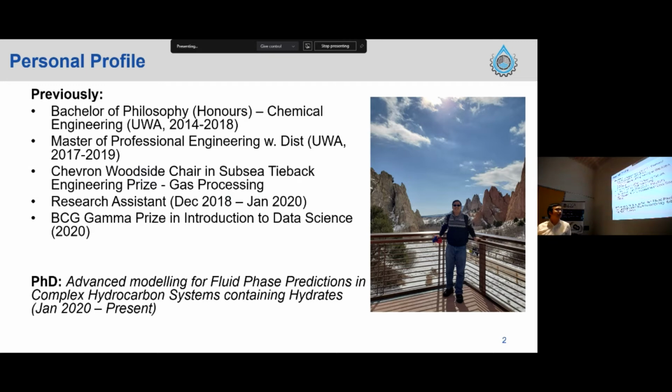Just very briefly about myself. I did my undergraduate and master's in chemical engineering at UWA, and right now I'm towards the tail end of my second year of my PhD, where I'm looking at advanced modeling for fluid phase predictions in complex hydrocarbon systems containing hydrates. A lot of my research interests are mainly thermodynamics focused, with a focus on modeling hydrate phase boundary predictions in particular.